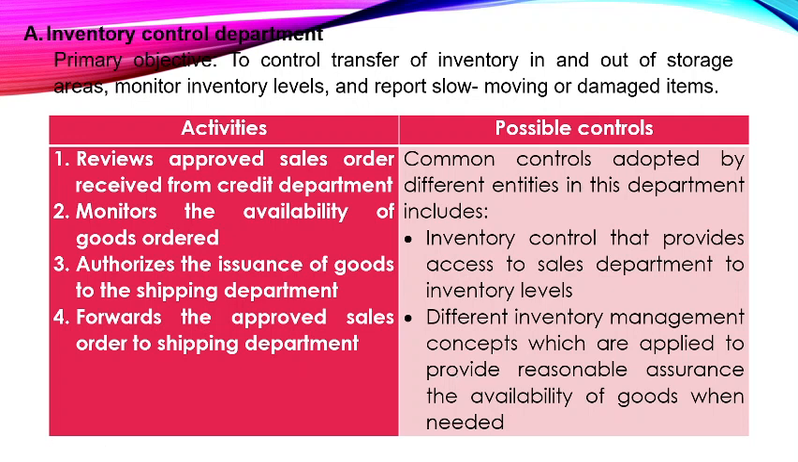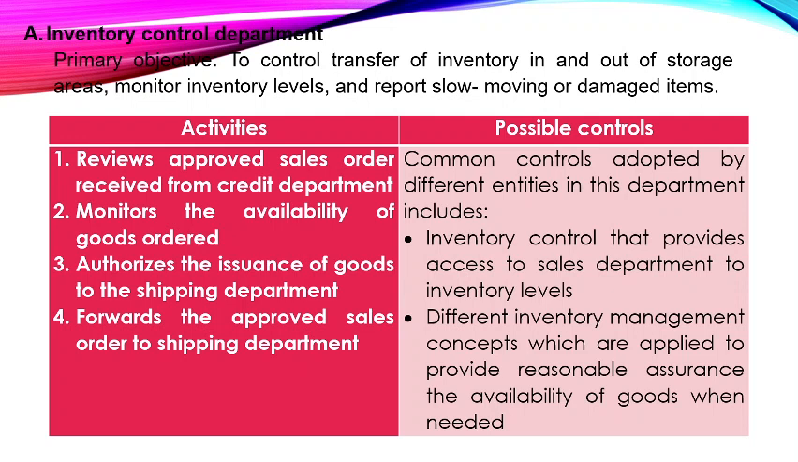What is the objective? To control the transfer of inventory in and out of the storage area, monitor inventory levels, and report slow-moving or damaged items. The activities are: review approved sales orders received from the credit department, monitor the availability of goods ordered, authorize the issuance of goods to the shipping department, and forward the approved sales order to the shipping department.